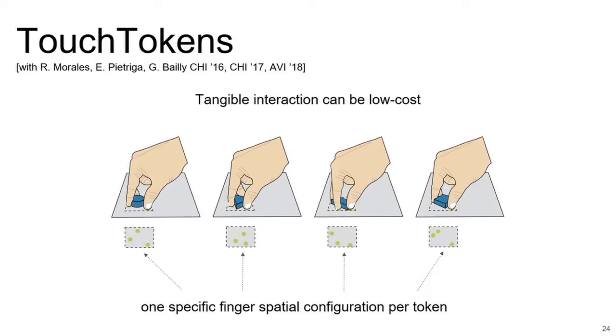So why is it so quick to build tangible interfaces with touch tokens? It's because the principle is actually quite simple. As you may have noticed, tokens feature notches that indicate how to grasp them, and each token features a different configuration of notches.